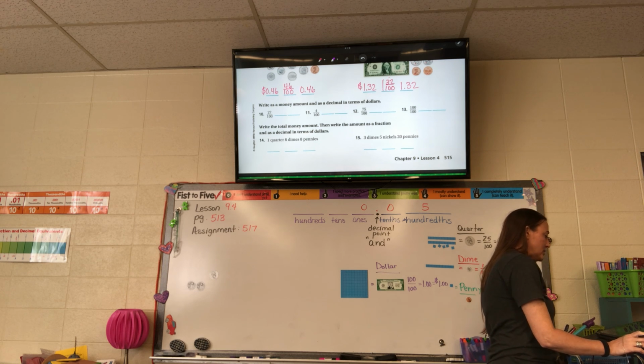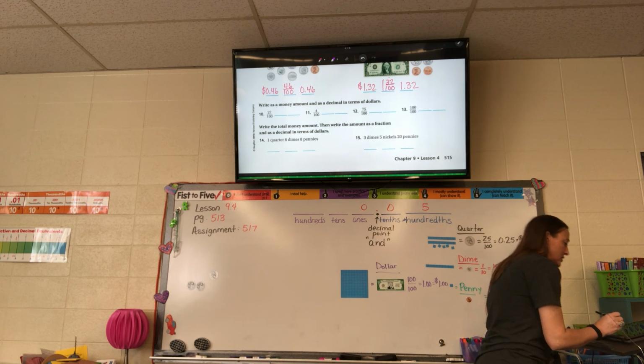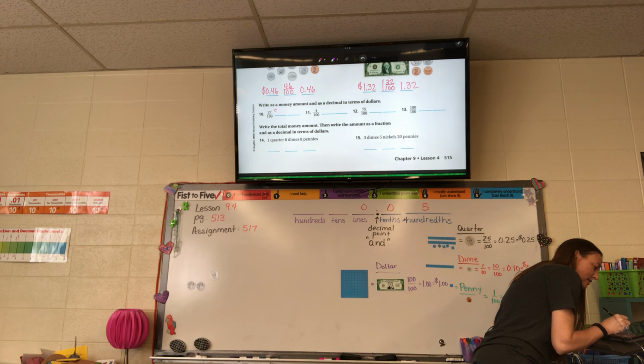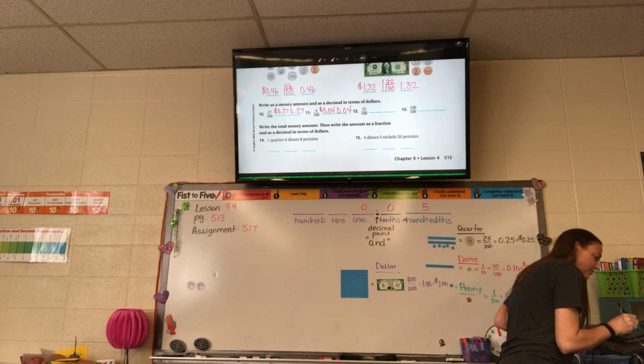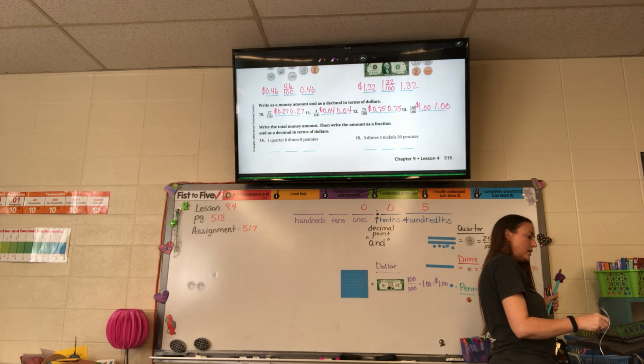Write the money amount and as a decimal in terms of dollars. So 27 hundredths is the same as 27 cents, or 27 hundredths. 4 hundredths is the same as 0 wholes, 0 tenths, 4 cents, or 0 wholes, 0 tenths, 4 hundredths. 75 hundredths would be 75 cents. And 100 hundredths would be $1, or 1 whole and 0 hundredths.